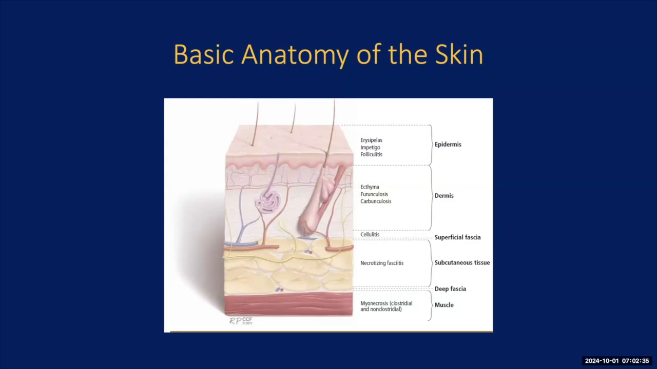The skin structures, starting from up top, are the epidermis, followed by the dermis, followed by the superficial fascia, deep to which is subcutaneous tissue, and deeper to that is the deeper fascia, which separates the subcutaneous tissue from the muscle. The reason it's important to understand the basic structure is because different skin and soft tissue infections will involve different layers, and it helps with understanding.